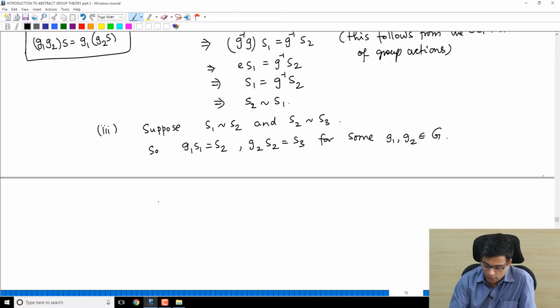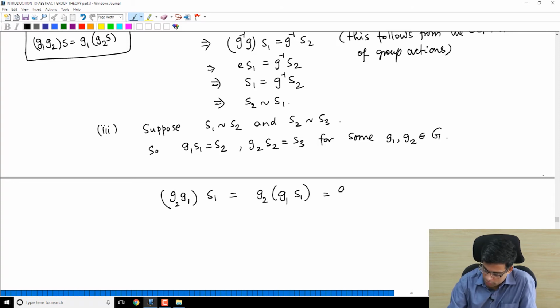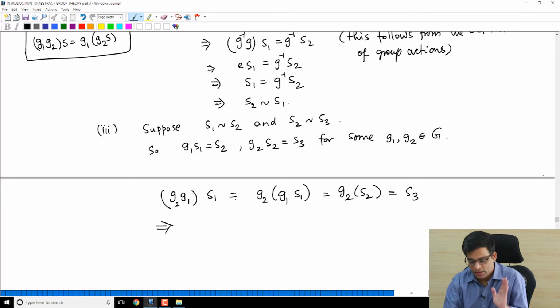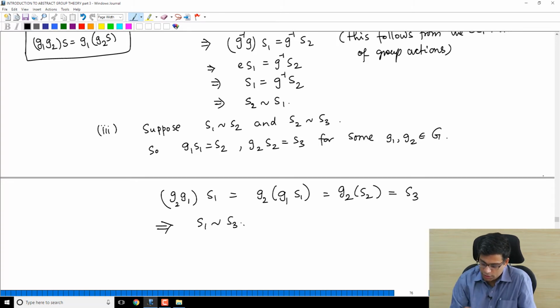Now again we apply G2 G1 to S1. By the definition of a group action, this is G2 of G1 S1. G1 S1 by hypothesis was S2, and G2 S2 by hypothesis again is S3. So this implies S1 goes to S3 with the group element G2 G1. So S1 is related to S3.